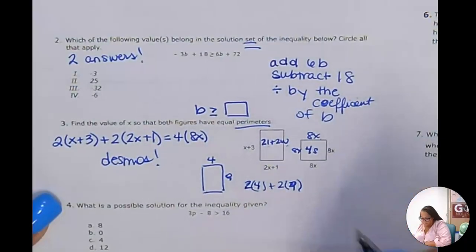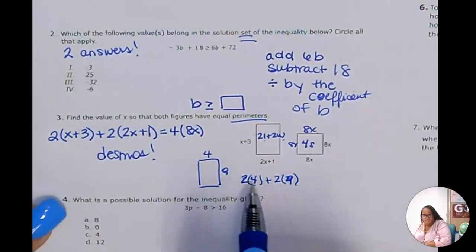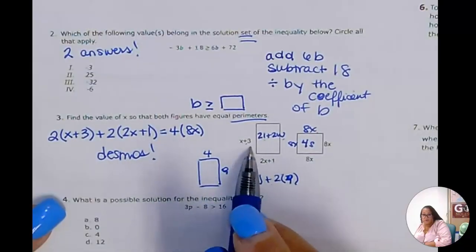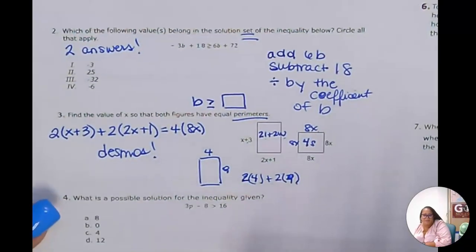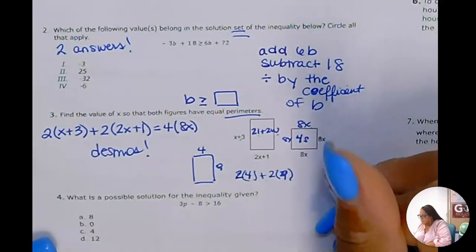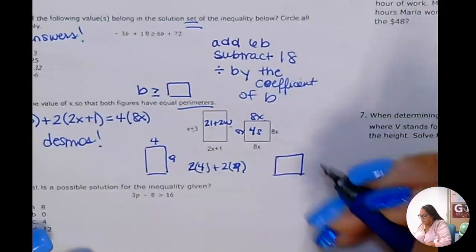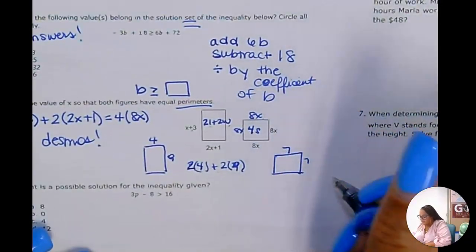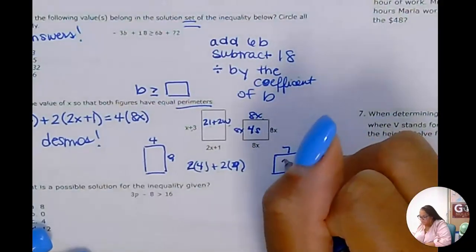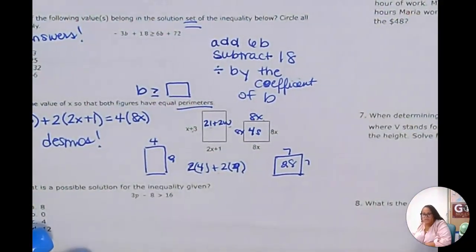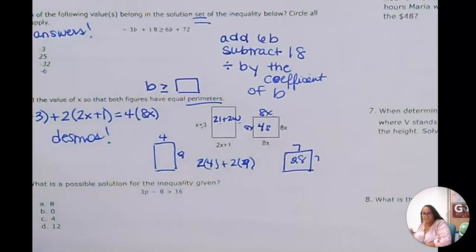So you have to be mindful that this is what needs to be calculated, except we're replacing this with 4 and this with 9. It doesn't matter. The length can be the width, or the width can be the length, as long as you have 2 of each. And then this would just be the perimeter of a square. So if I have 7 over here, 7 over here, the perimeter of this would be 28, because that's 4 times 7.